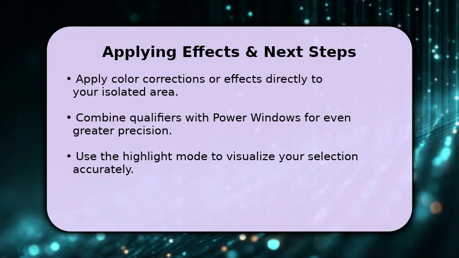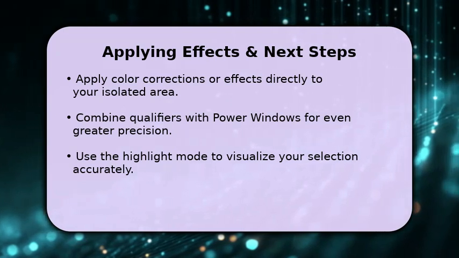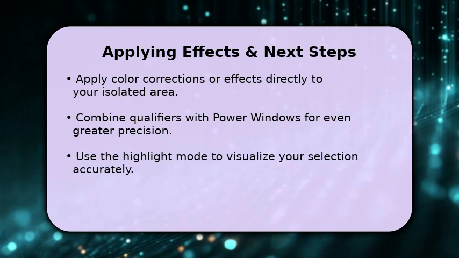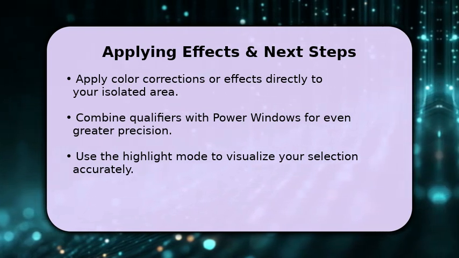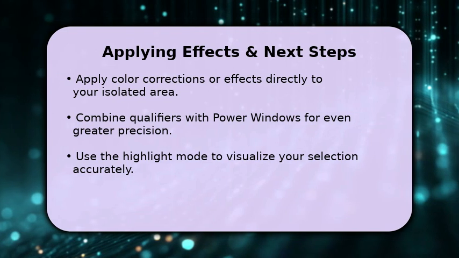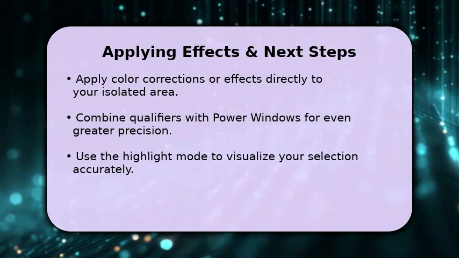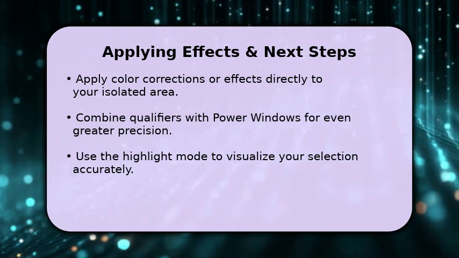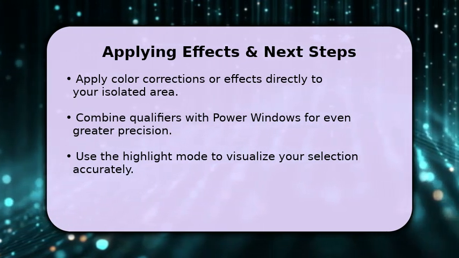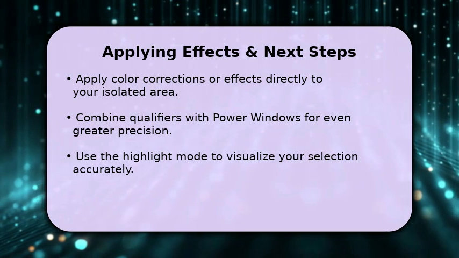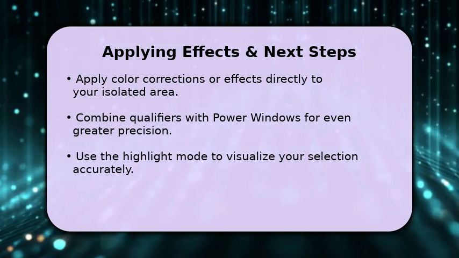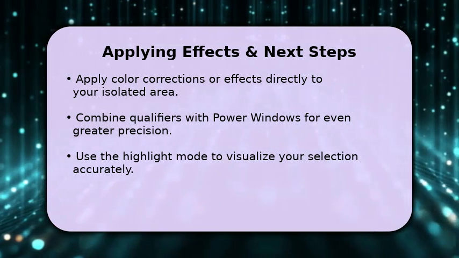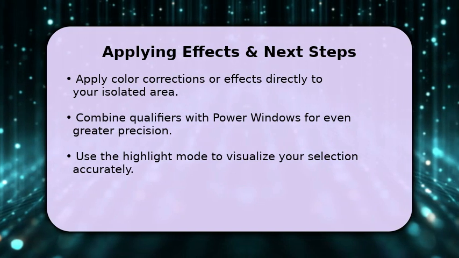With your precise selection made, you can now apply any color corrections, adjustments, or effects directly to that isolated area. For even more localized control, consider combining your qualifier with a power window to restrict the effect to a specific shape within your qualified region. Always use the highlight mode to visually confirm your selection, ensuring you're only affecting the intended parts of your footage for a polished final look.